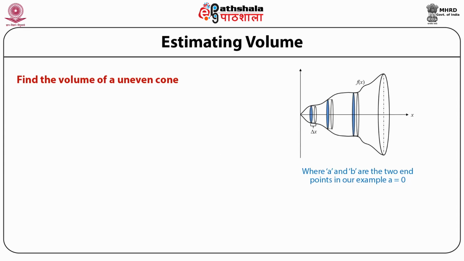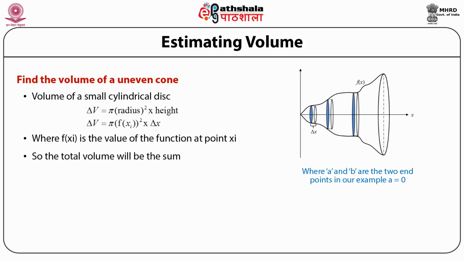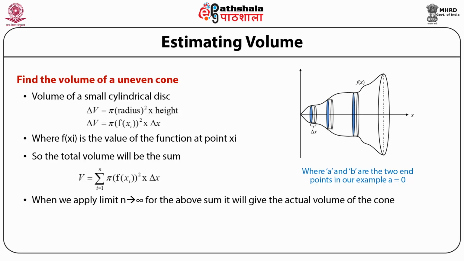Find the volume of an uneven cone. Volume of a small cylindrical disc is equal to del V is equal to pi into radius squared into height, which is pi into f of xi squared into del x, where f of xi is the value of the function or the radius for the disc. So the total volume is going to be pi f of xi squared into del x summed from i is equal to 1 to n. When we apply the limit n tends to infinity for the above sum, it actually gives the actual volume of the cone.